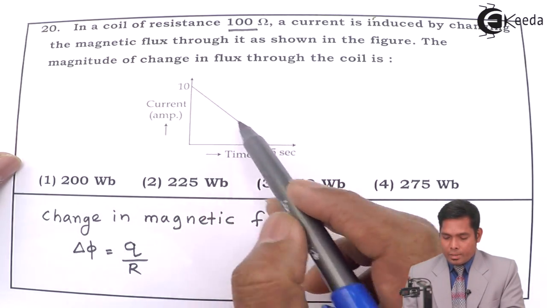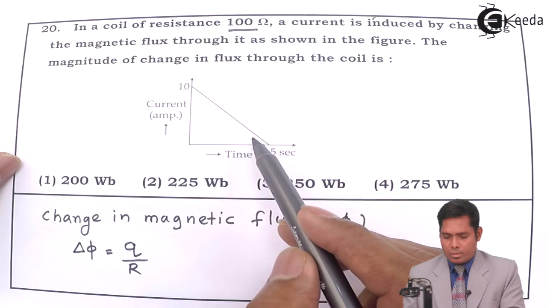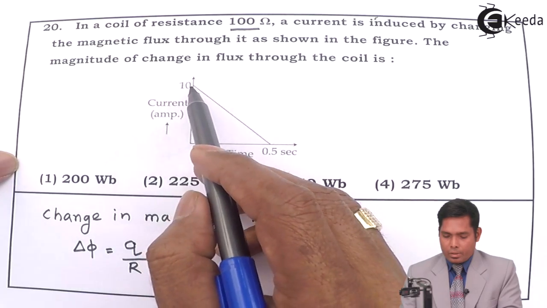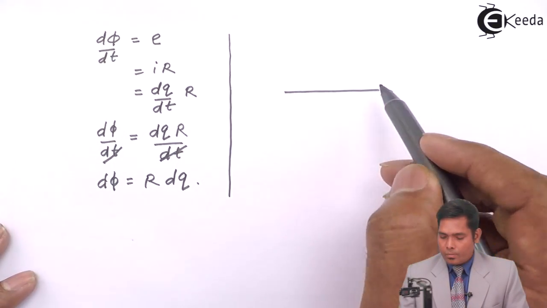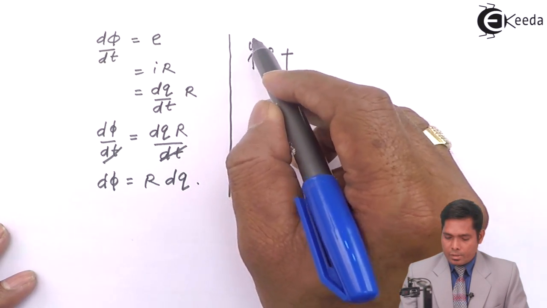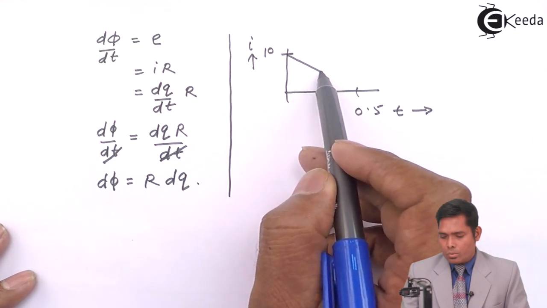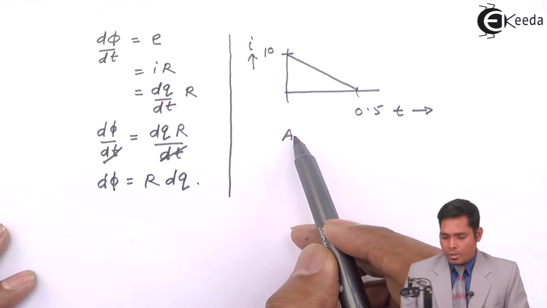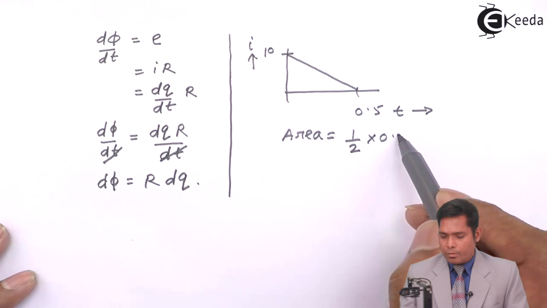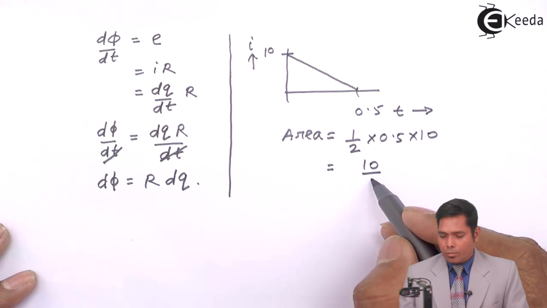Because this is a right angle triangle, the area under this curve is half into base into height. This is 0.5 and this is 10. Current is on the y-axis, time on the x-axis. So the area under this is half base into height. The base is 0.5, the height is 10. So therefore this is 10 divided by 4.